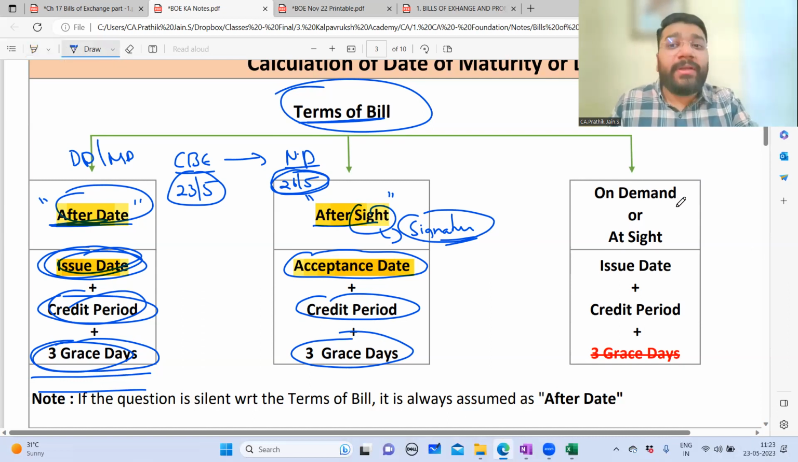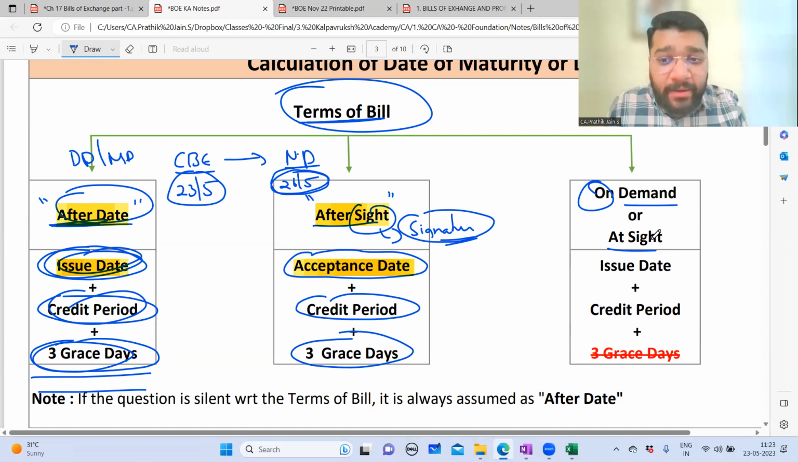Now, if the term of the bill says on demand or at sight, which means give me the money whenever I demand, give me the money whenever I demand. So here always your base date is the date of issue of bill. Always it is date of issue of bill plus credit period.